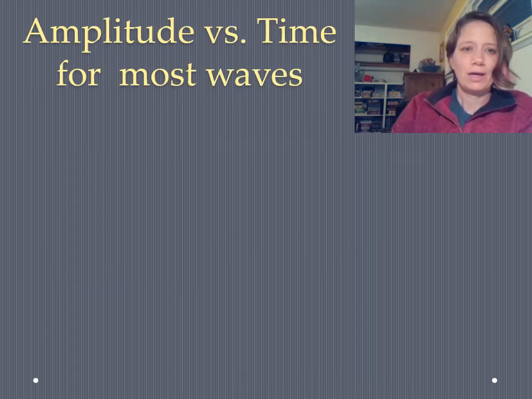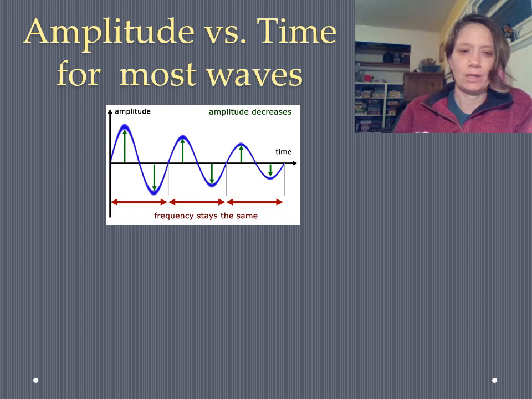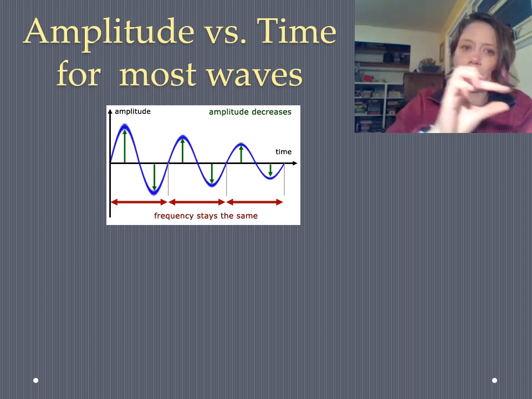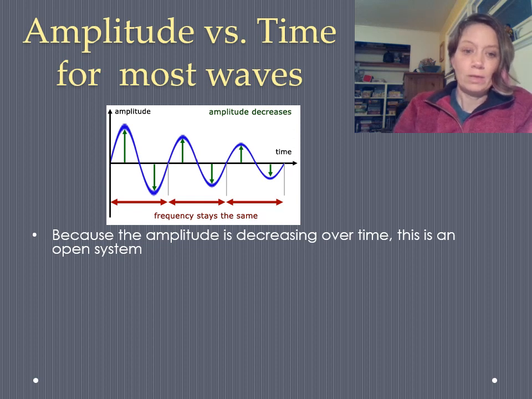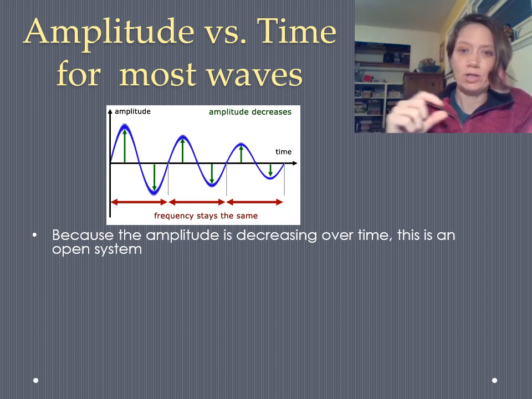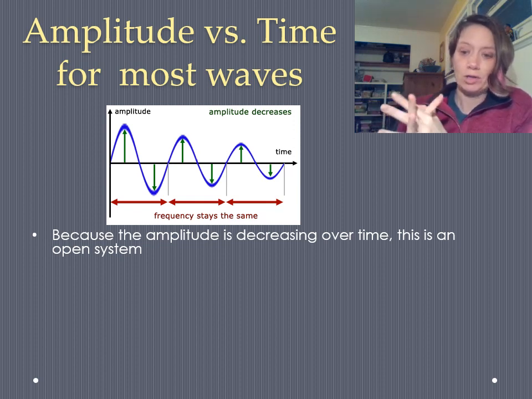So if you can imagine making a graph of the amplitude of a wave over time, for most waves, it would probably look something like that, right? You make that first original wave pulse, and as that wave travels through the medium, the wave gets smaller and smaller and smaller. So what does that tell me about the kind of system this wave is? Well, it tells you that typical waves are open systems because the amplitude is decreasing over time. That means that the wave energy is going somewhere. It's not disappearing. We believe in the principle of conservation of energy, so where is that wave energy going?